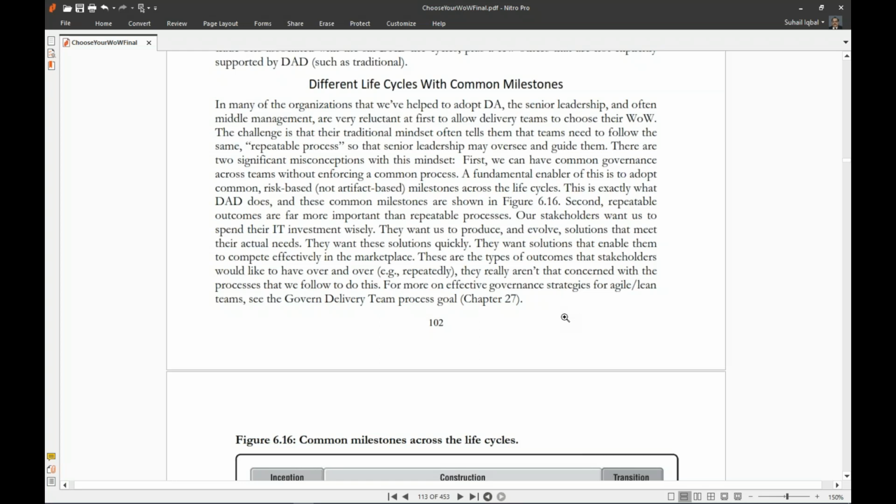Second, repeatable outcomes are far more important than repeatable processes. Our stakeholders want us to spend their IT investment wisely. They want us to produce and evolve solutions that meet their actual needs. They want these solutions quickly. They want solutions that enable them to compete effectively in the marketplace. These are the types of outcomes that stakeholders would like to have over and over, that is, repeatedly. They really aren't that concerned with the processes that we follow to do this. For more on effective governance strategies for lean and agile teams, see the Govern Delivery Team process goal, chapter 27.